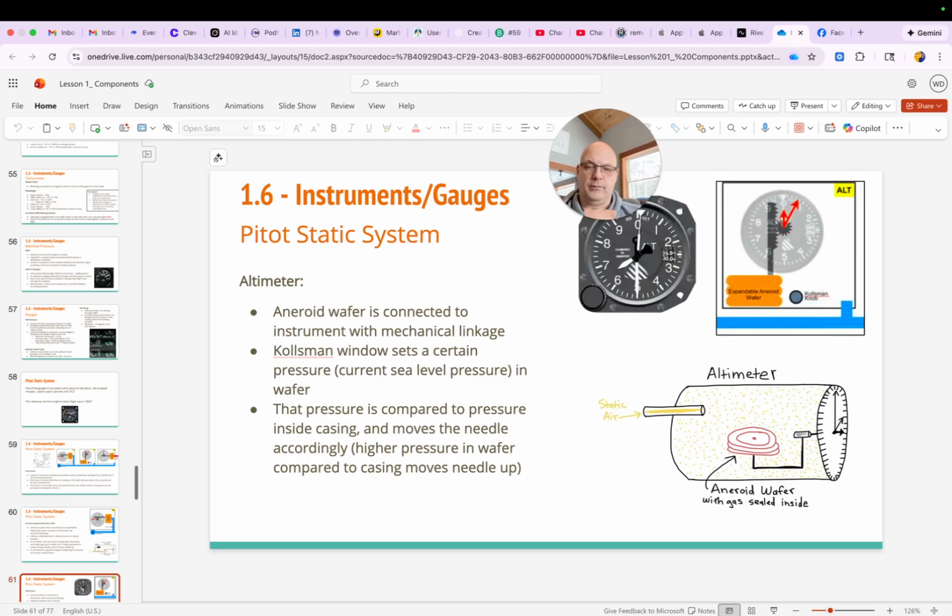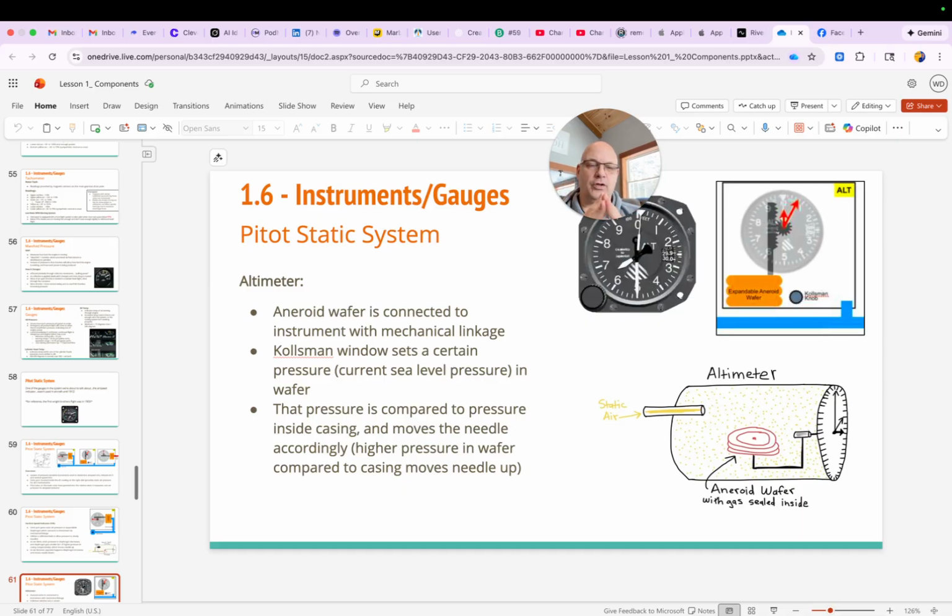The altimeter has an aneroid wafer that is connected to the instrument via mechanical linkage. Again, as the aneroid wafer changes, it changes what we are viewing. Are we climbing? Well, climbing in the sense that you'll see the altitude needle moving, and when you look at the result, we're flying at 6,500 feet, for example, on this little indicator below me.